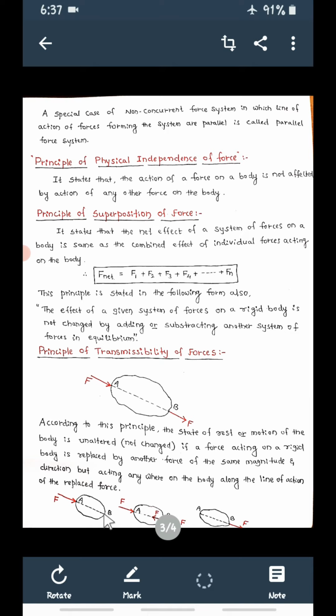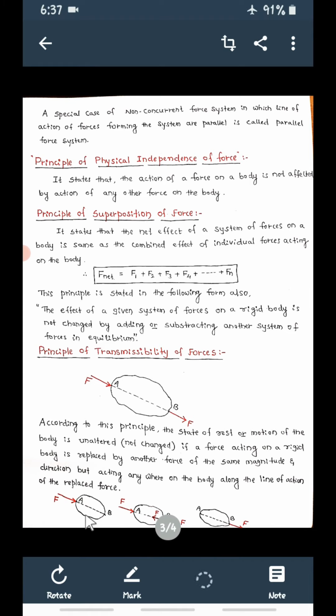I want the force to be applied at B, but the condition is that the state of the object should not change. Means if it is moving in this direction, it should move in the same direction after replacing force F at A now at B. Even if you apply the force at B, the body should move in this direction only. Then that is called transmissibility of force from one point to the other point. So how is this possible?